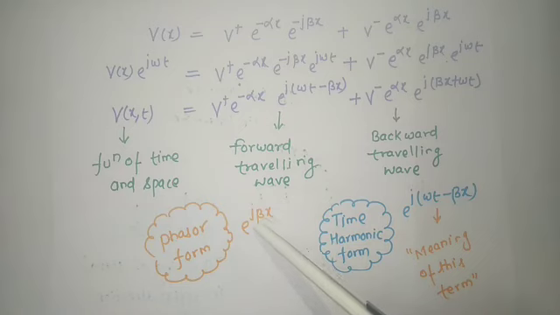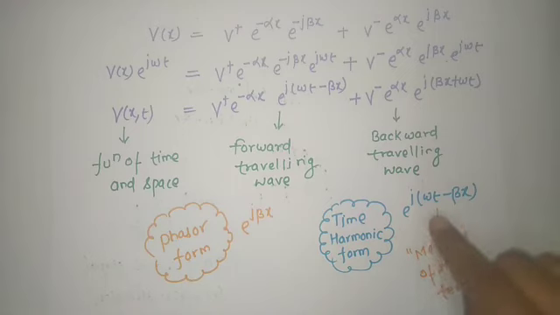Phasor form, how will you predict it? If only the e power j beta x term is present, then you say it's a phasor form. How can you predict the time harmonic form? If the time term and the space term both are present, then you say it's a time harmonic form.